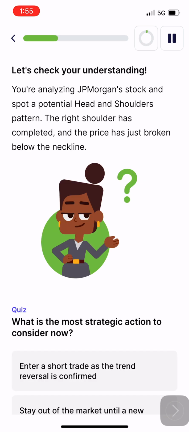Let's check your understanding. You're analyzing JP Morgan stock and notice a potential head and shoulders pattern. The right shoulder has just completed, and the price has broken below the neckline. What is the most strategic action to consider now?